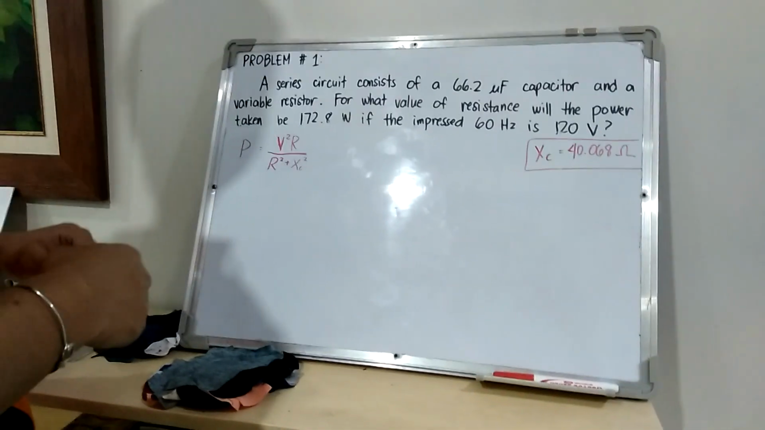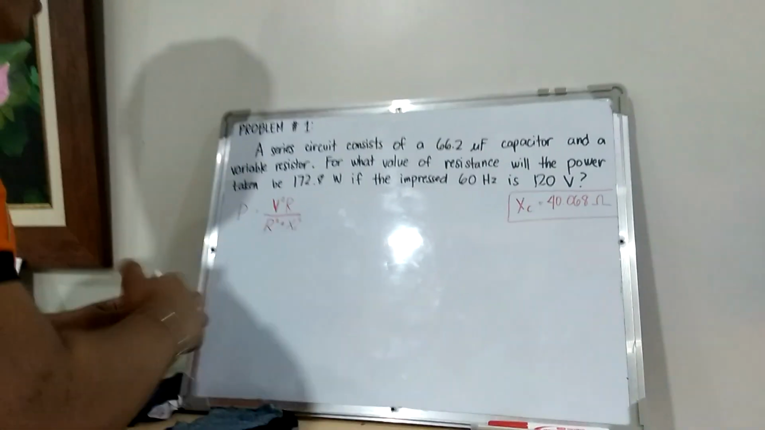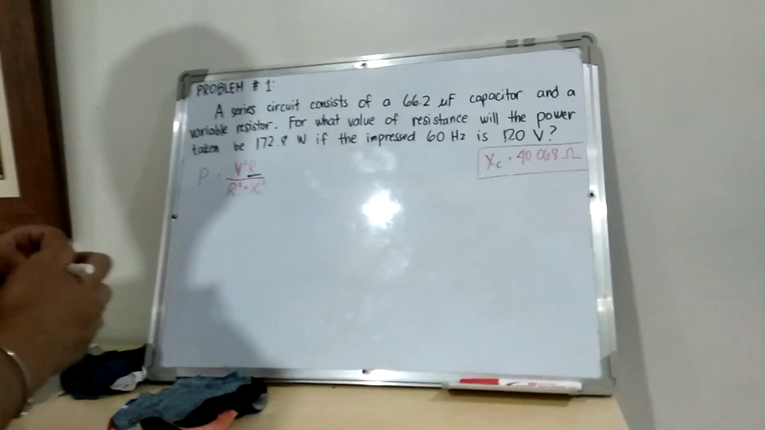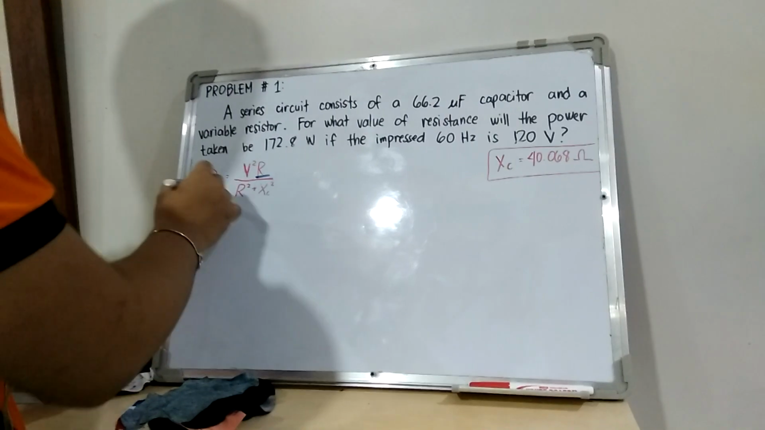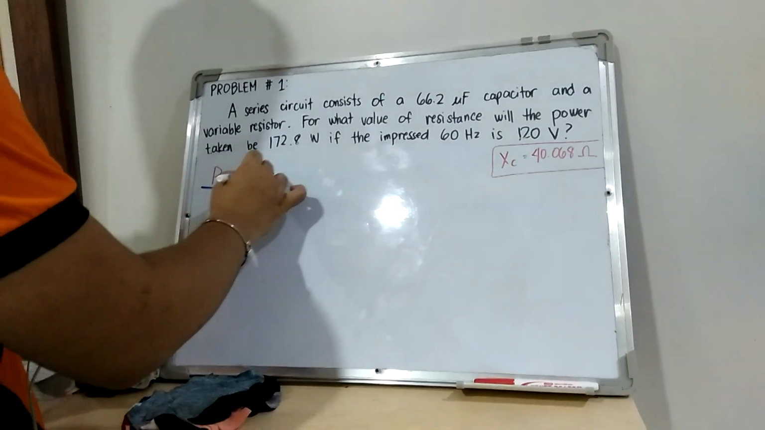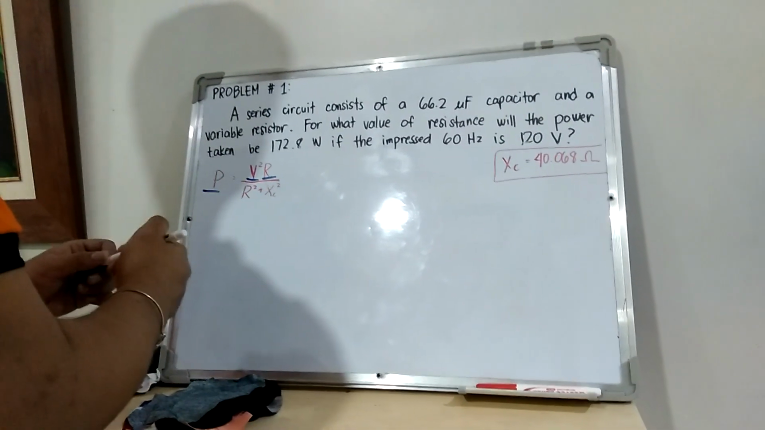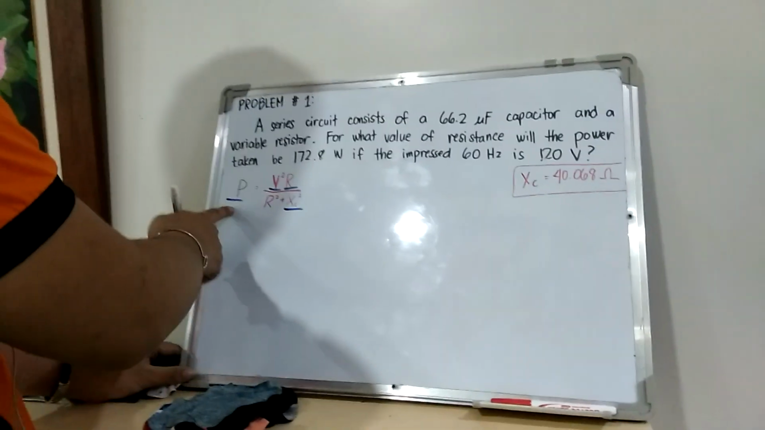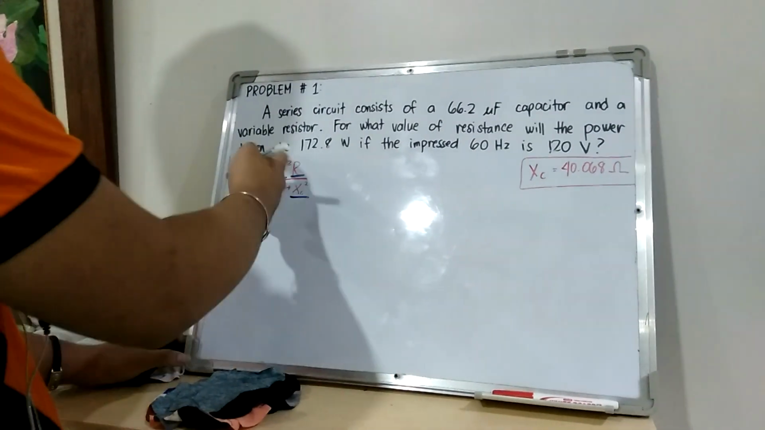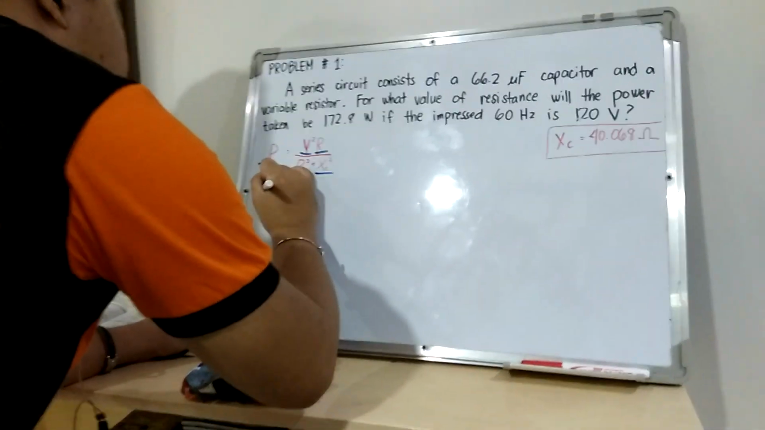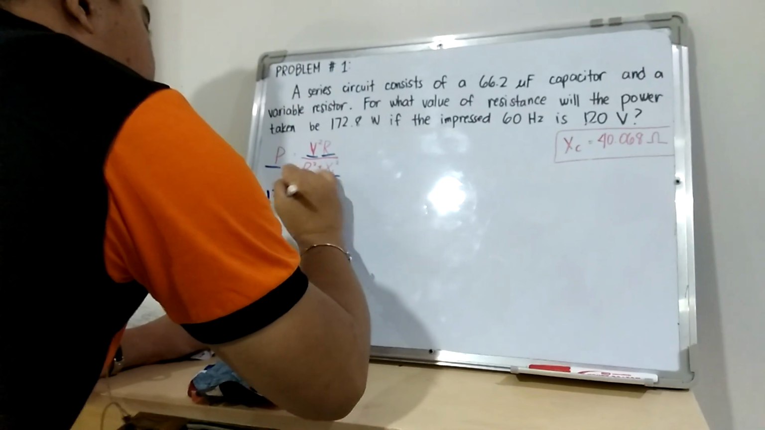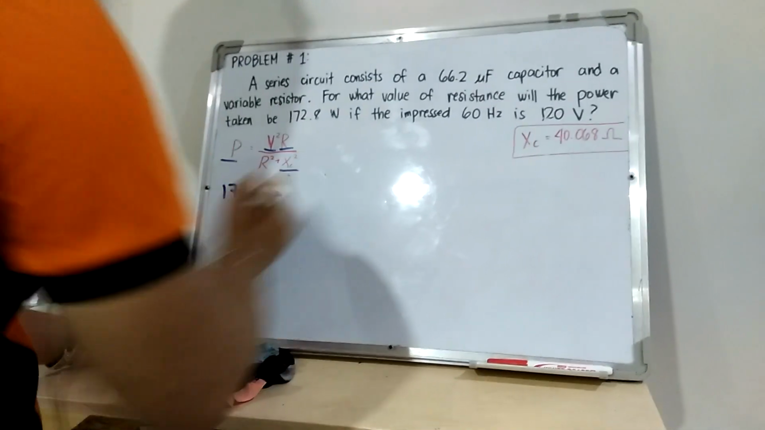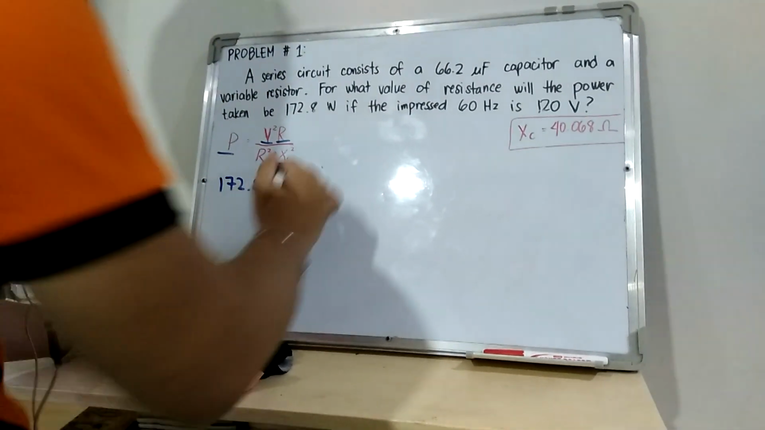We can now get the value for R by substituting the values for P, the voltage, and the capacitive reactance. The power is given as 172.8. The voltage is 120.